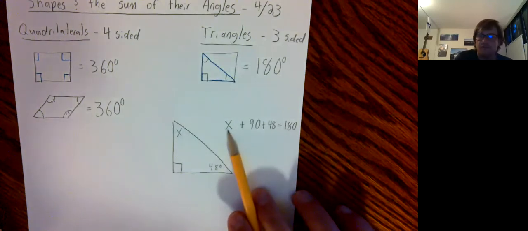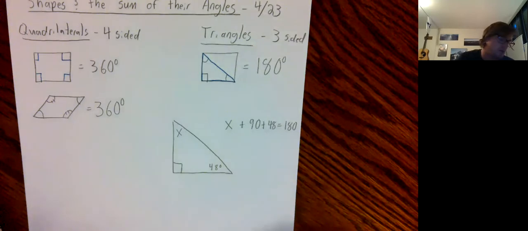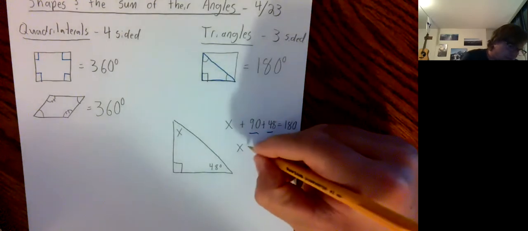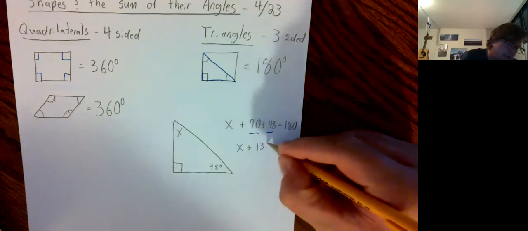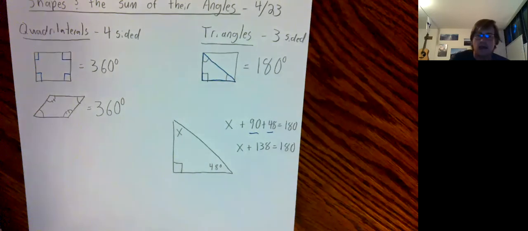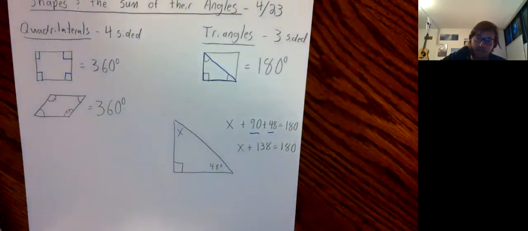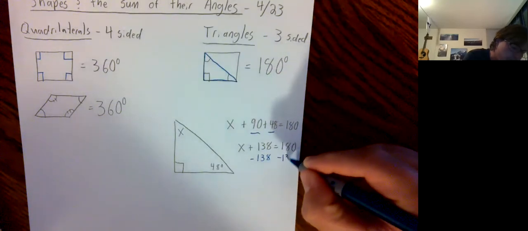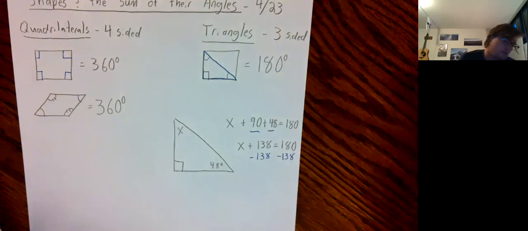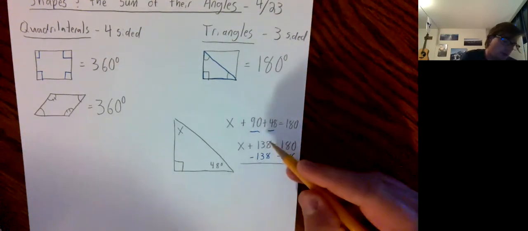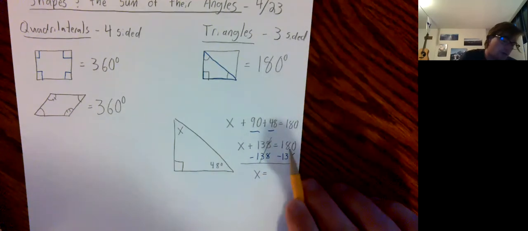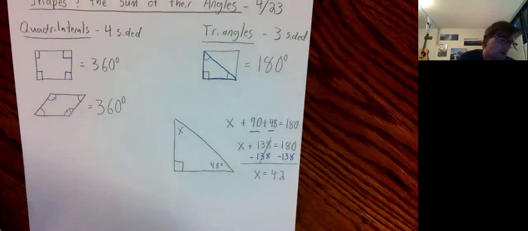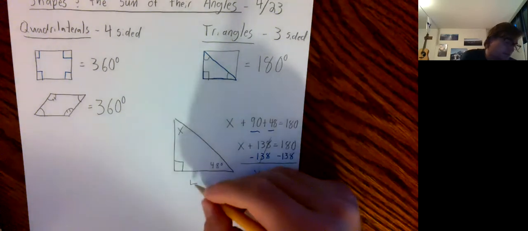The first thing to do when I'm solving for an x is I need to combine like terms. 90 and 48 are my like terms. x plus 90 plus 48 becomes x plus 138 equals 180. After I combine like terms, now I try to isolate that x by using SAB-MEG. I can do that by taking the constant away, taking this 138 away. So my 138s drop out. I'm left with x equals 180 minus 138, which is 42. So my missing angle here is 42 degrees.